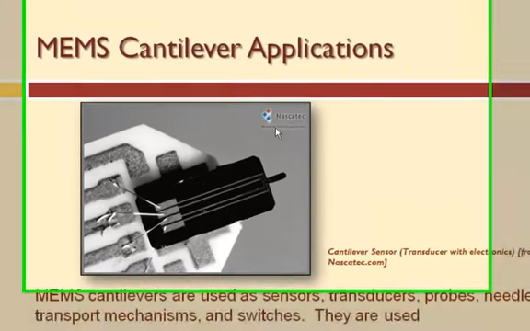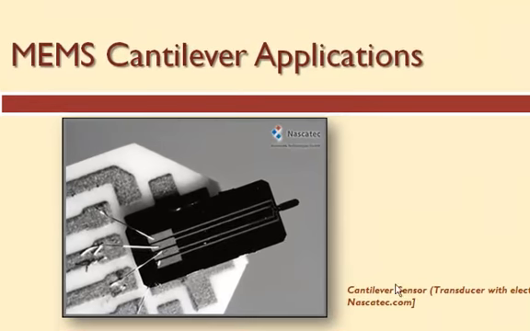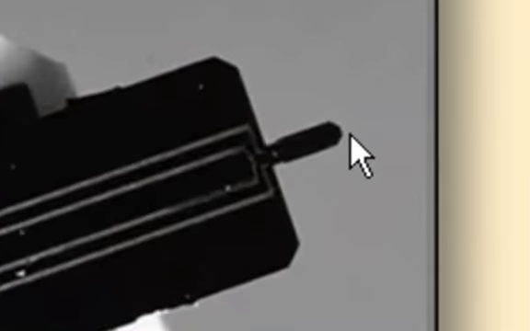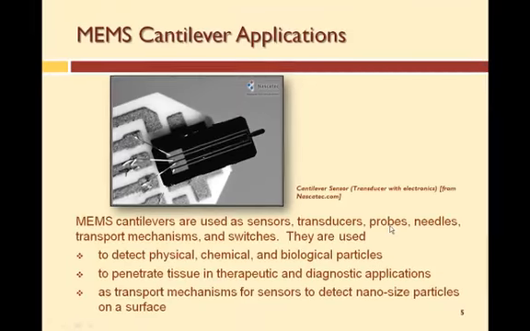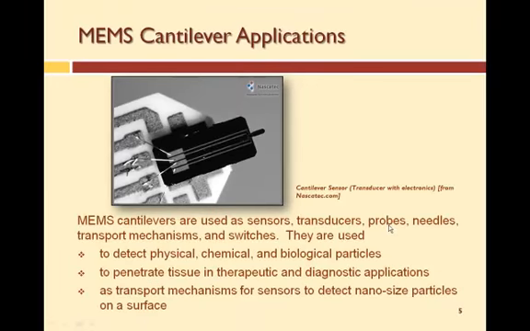Here's one application. This is from Nascatec, which is a company in Germany. They make micro cantilever systems to be used in atomic force microscopes. So you can see right at the tip of this image, there's a cantilever on the end. Okay, so that's used in a probe device.